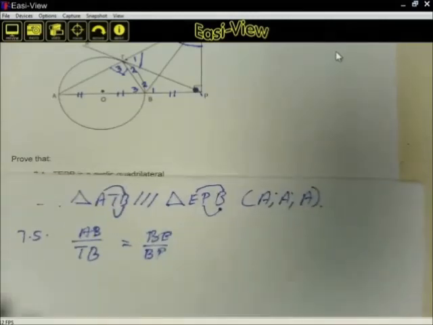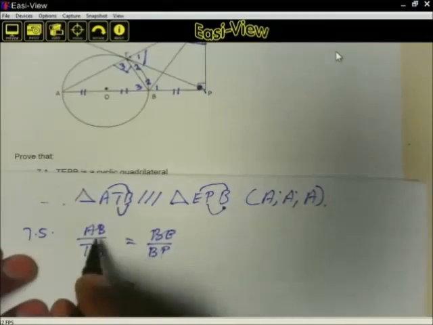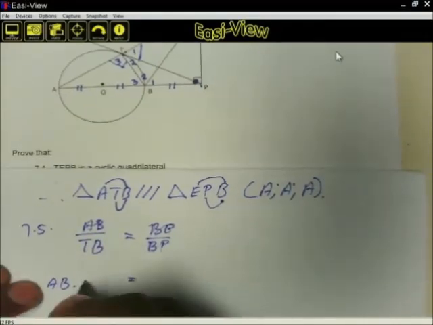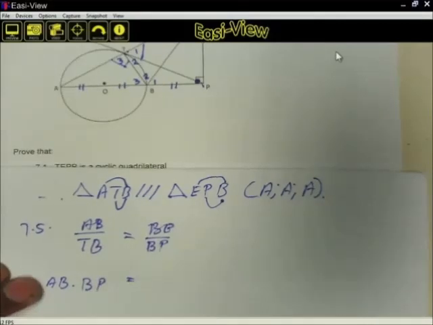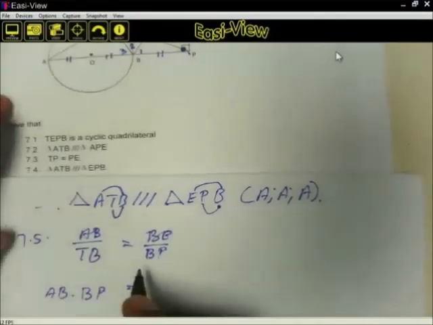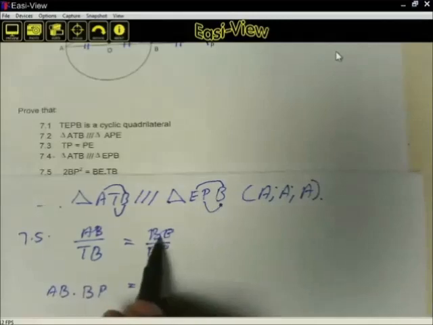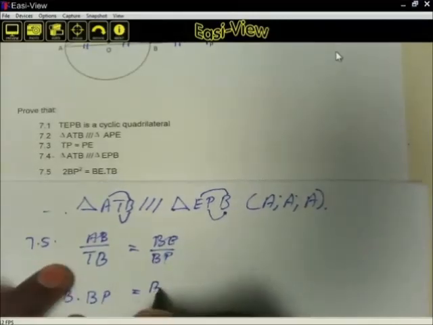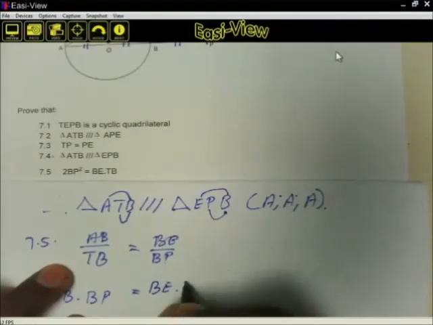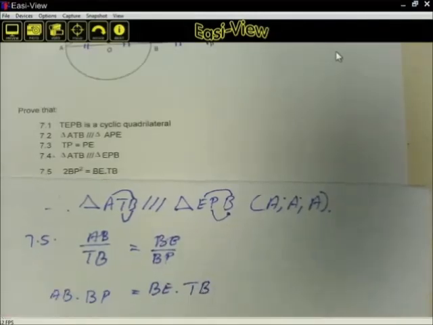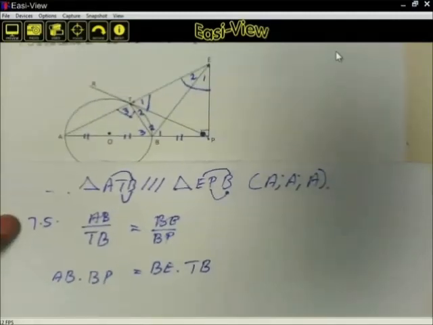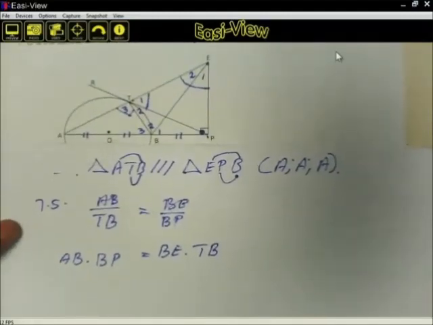Let's cross multiply. If you cross multiply here, you've got AB multiplied by BP, which will give you TB multiplied by BE, so BE multiplied by TB. Let's go back to the diagram. We are at this stage now.